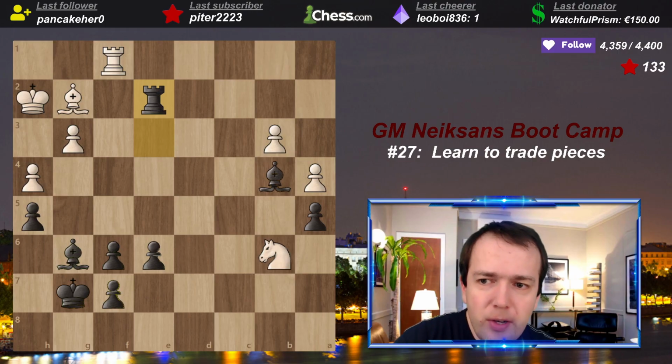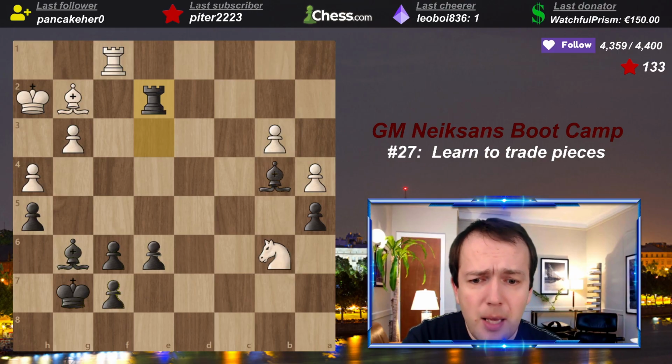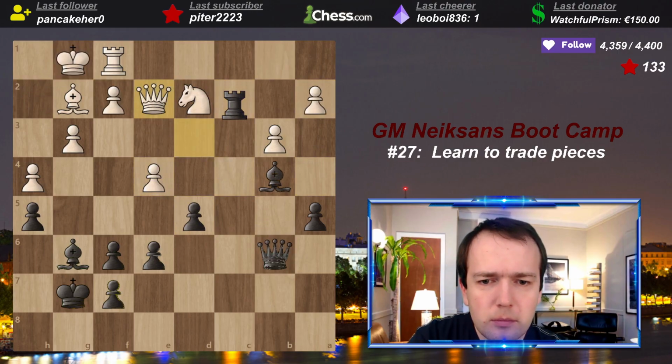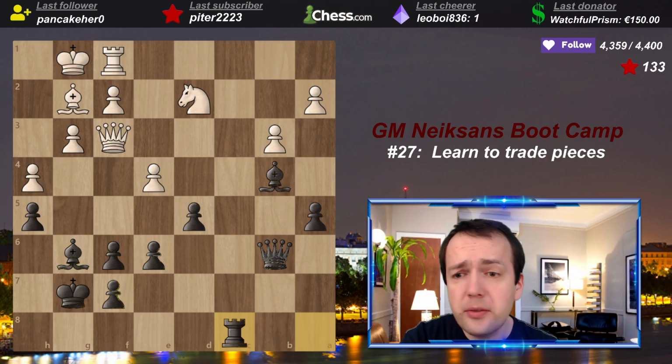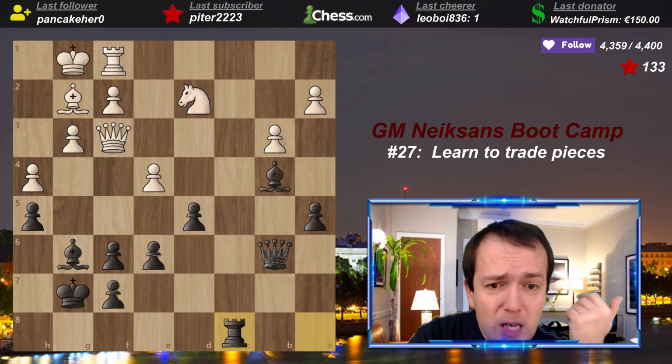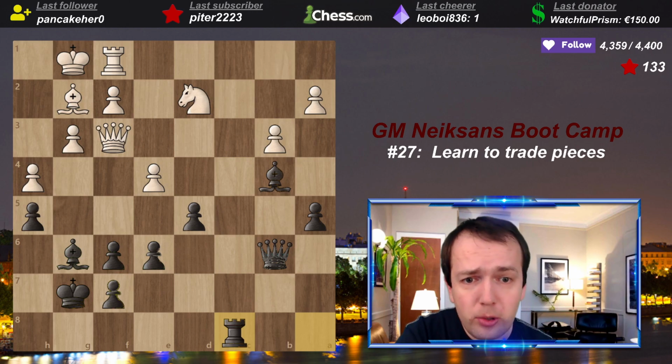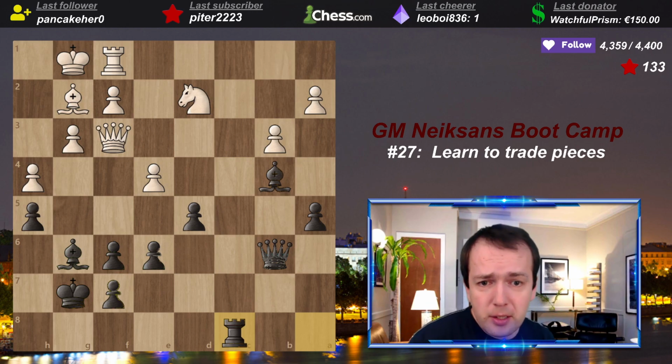White was rated around 500, and he played this game in a sub. I just wanted to bring it up. For me, it doesn't really matter if it's Gary Kasparov playing or somebody else. As long as we are seeing an interesting idea, I can show you. So I'm using it as an opportunity.